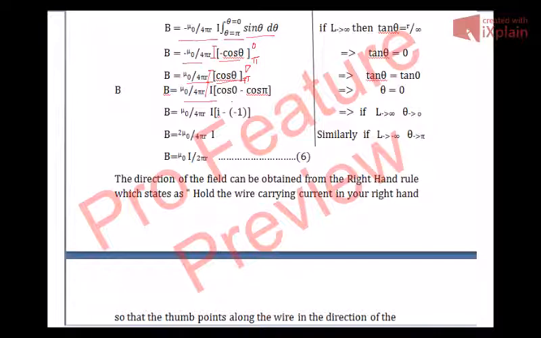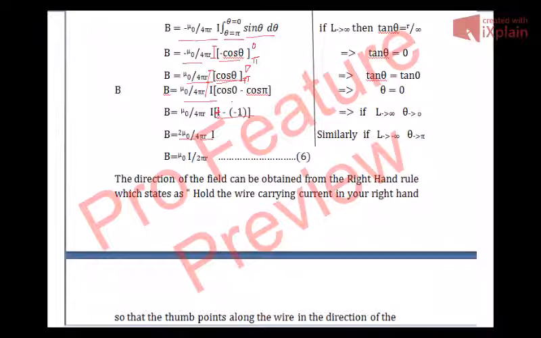We first give the upper limit, cos 0 minus cos pi. So cos 0 is equal to 1 and cos pi is equal to minus 1. It is not I here, it is 1. Remember, cos 0 is equal to 1 and cos pi is equal to minus 1. So this will become B is equal to mu naught upon 4 pi r I into 2. So 2 and 4. This will become 2 mu naught upon 4 pi r into I.